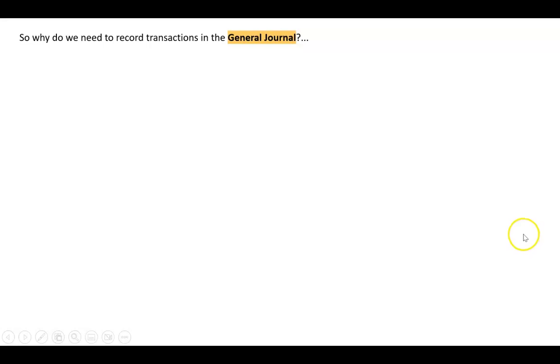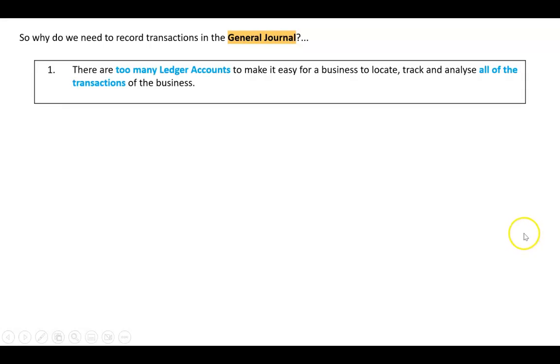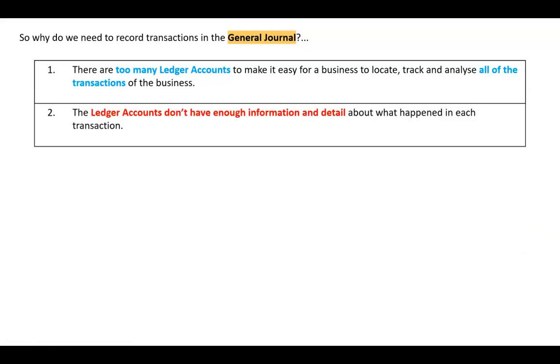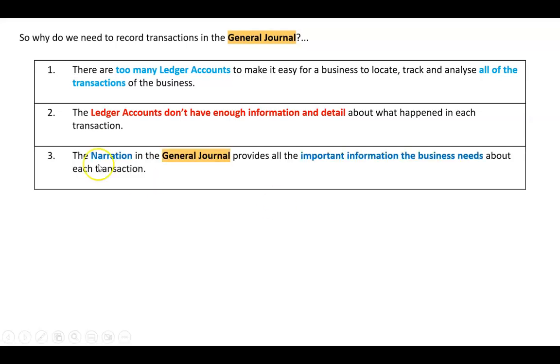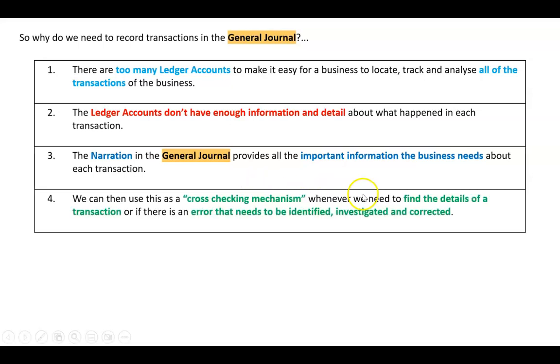So why do we need to record the transactions in the general journal? Well, if we could just break it down, we'd say, one, there's way too many ledger accounts to make it easy for a business to locate, track, and analyze all of the transactions. There's just so many. And most importantly, those ledger accounts just don't have enough detail about what happened in each transaction. The narration in the general journal provides all the important information the business needs about each transaction, and I can use that to go and find the actual transaction in the actual document. And then I can go and track everything.